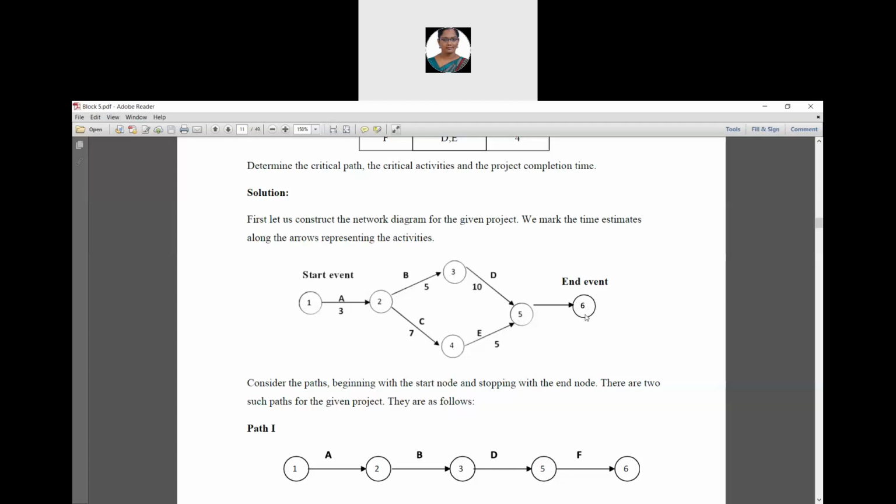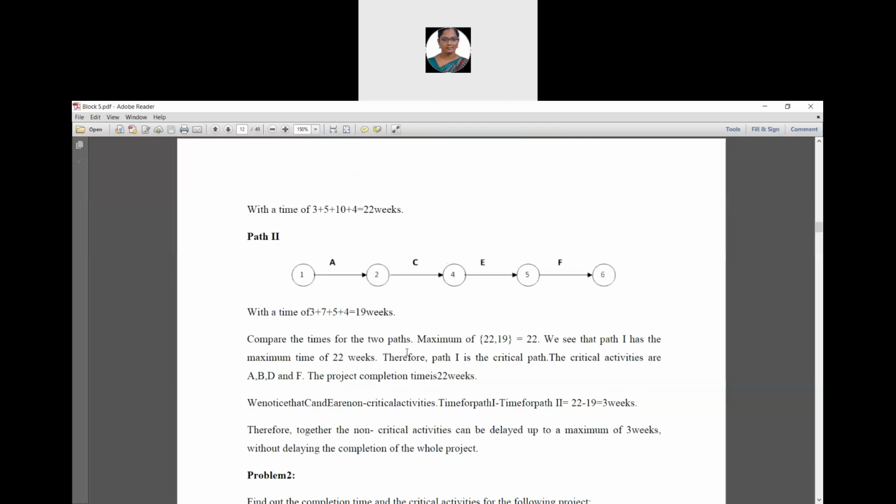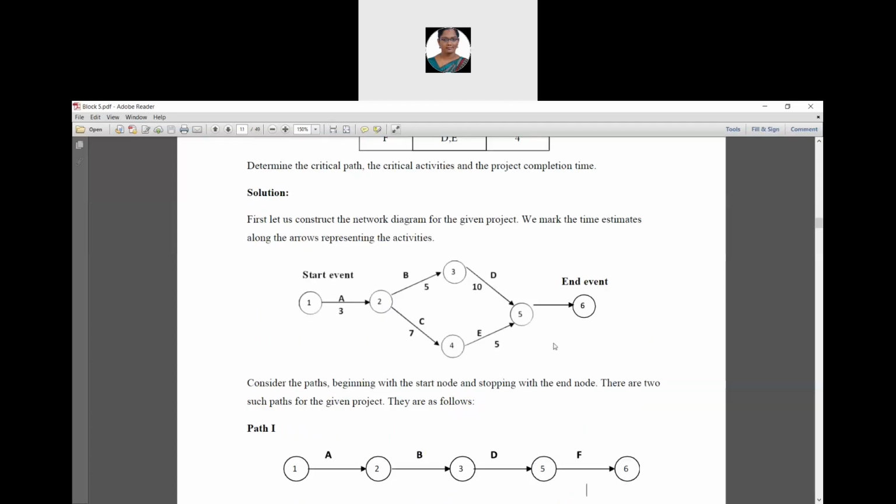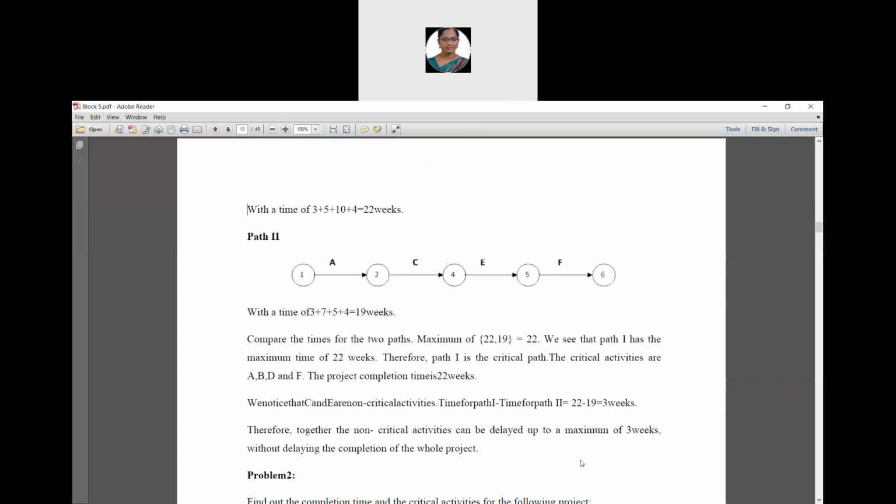Okay, see here, path 1 is 1 to 2, 2 to 3, 3 to 5, and 5 to 6. So 1 to 2 is having an activity A, and 2 to 3 is having an activity B, and 3 to 5 is having an activity D, and 5 to 6 is having an activity F. Okay, then with the time 3 plus 5 plus 10 plus 4, it is 22 weeks.